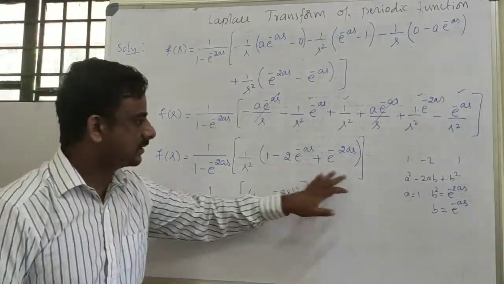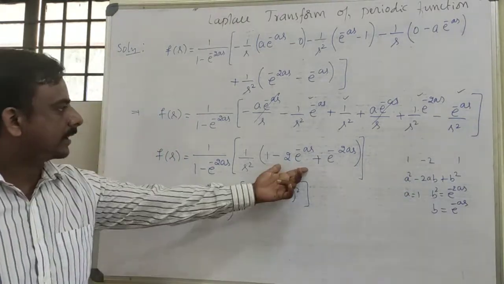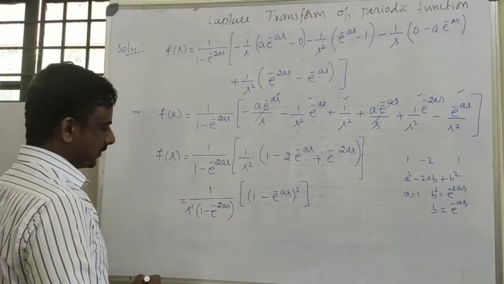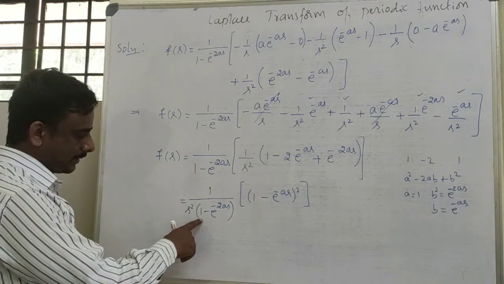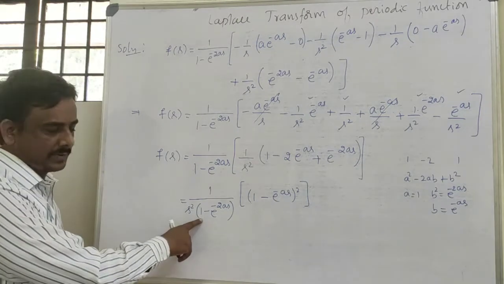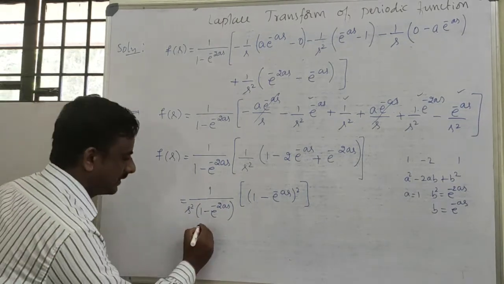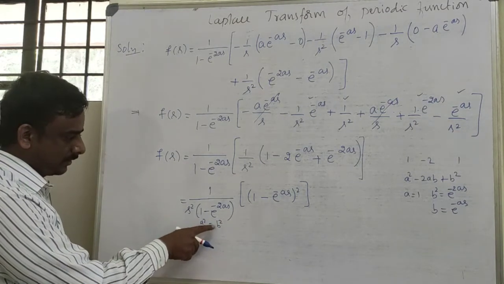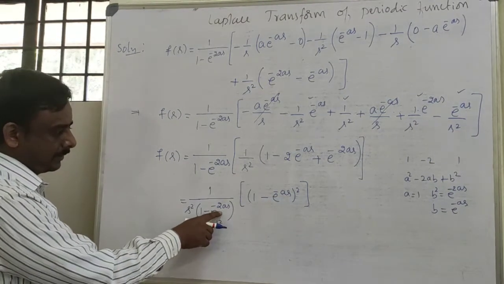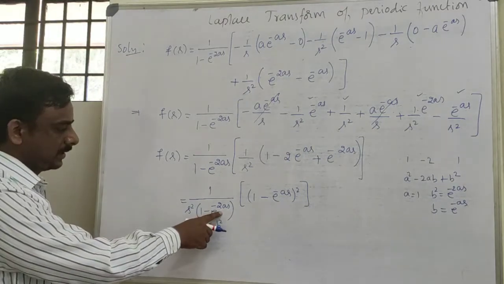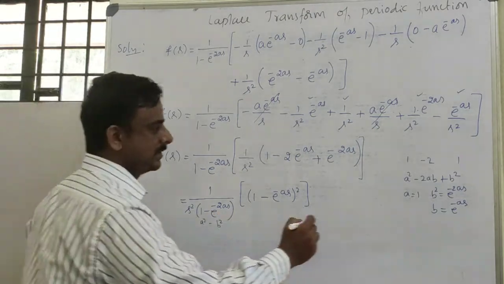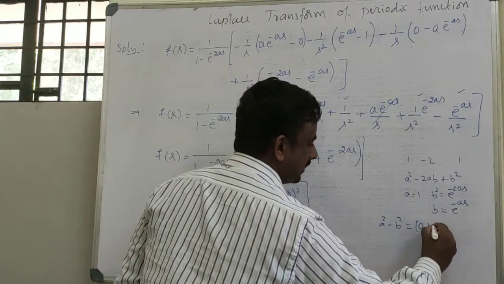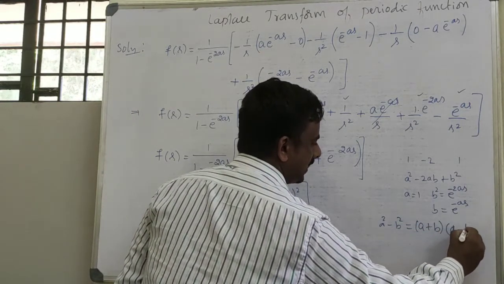So comparing this with this expression, I can write this one as 1 minus e power minus as whole square. Now again compare this with a square minus b square. If you compare this with a square minus b square, again a is 1 and same argument, b is e power minus as. And we know that a square minus b square equals a plus b into a minus b. I can use that relation here.